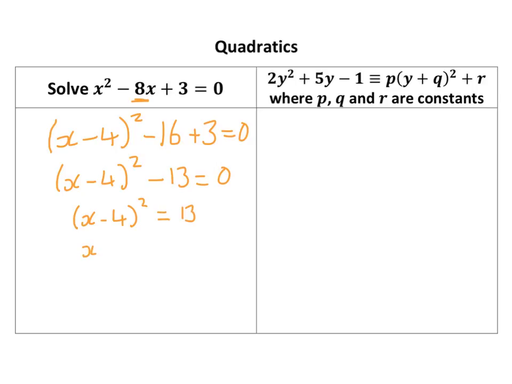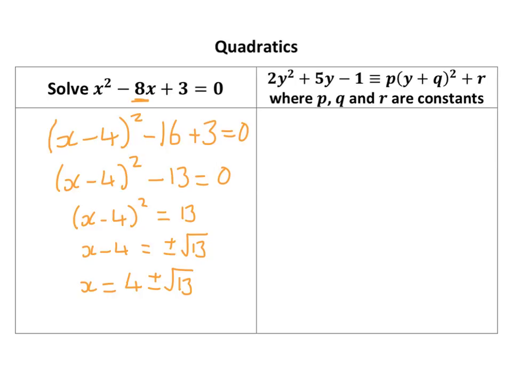Now I'm going to square root, and I'm going to get plus or minus, and that's where the two answers come from. I'm going to get x equals 4 plus or minus the square root of 13. Pretty straightforward. If you've not seen it before, it's pretty easy actually. Once you've seen it a couple of times, it really is just practice. Don't forget when you square root, it's plus or minus.